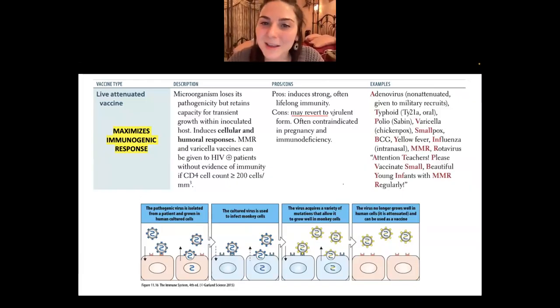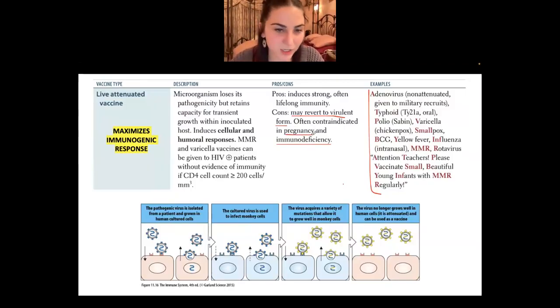Huge con: it may revert to virulent form. Meaning, yeah, you take away its ability to replicate, but some of these are RNA viruses. Some of these can randomly mutate, and then one of the mutations might make it become virulent again and able to replicate, which is really, really, really bad. So what they say with these live attenuated vaccines: do not give them to immunodeficient patients. Do not do that.